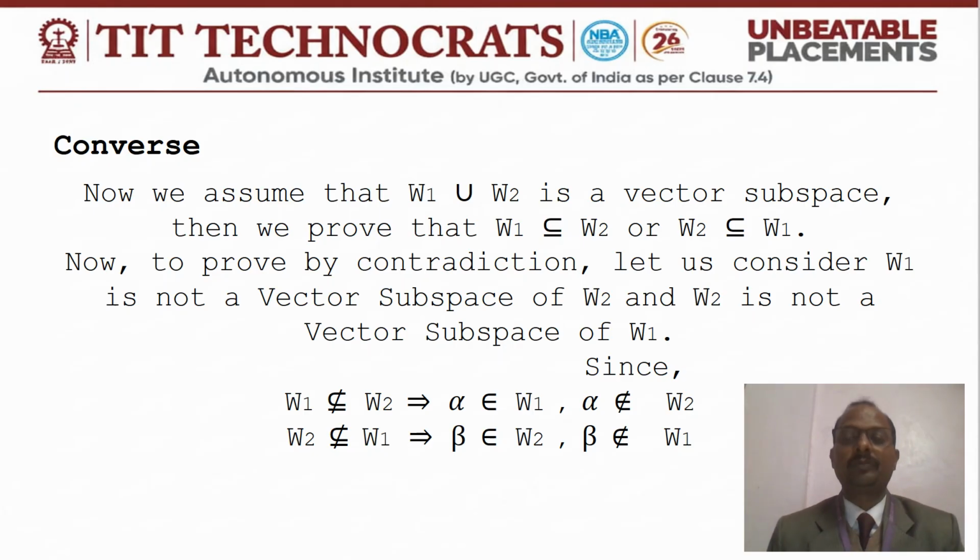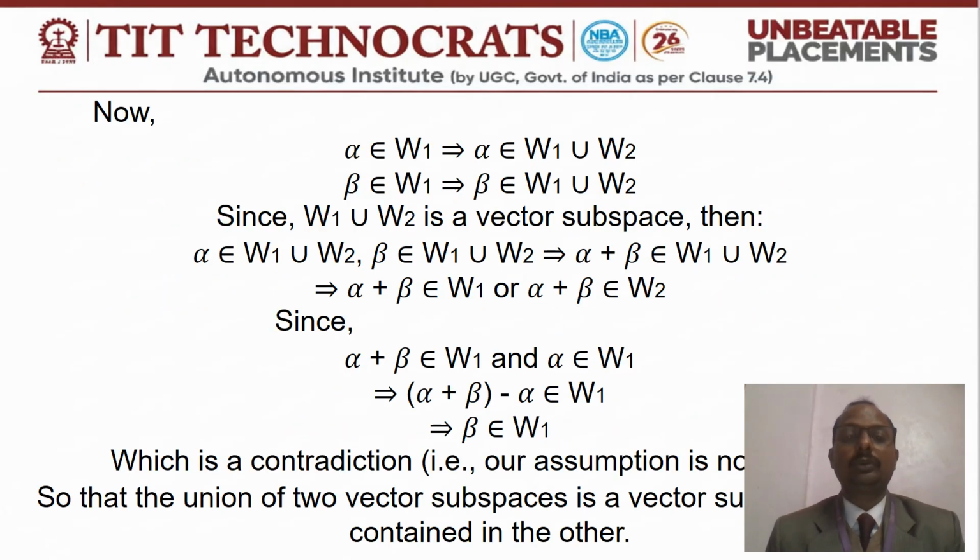Now we prove by contradiction. Let us consider W1 is not a subset of W2 and W2 is not a subset of W1. Since W1 is not a subset of W2, there exists alpha belonging to W1 but not belonging to W2. Since W2 is not a subset of W1, there exists beta belonging to W2 but not belonging to W1. Now alpha belongs to W1, so alpha belongs to W1 union W2; beta belongs to W2, so beta belongs to W1 union W2.